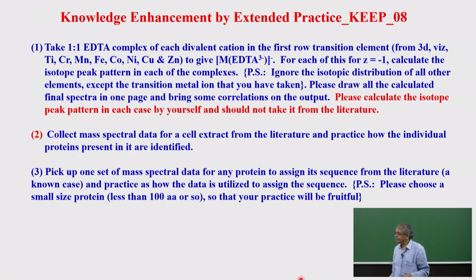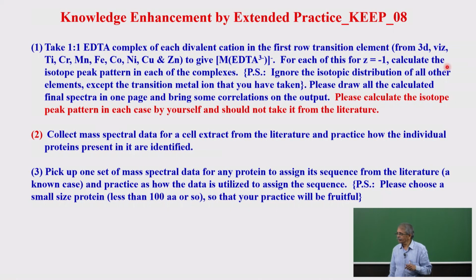Now, as usual, towards the end of each topic I give some practice sessions, and this is another practice session based on mass spectrometry. So, let us look at this. Take a 1:1 EDTA complex of divalent cations of the first row: titanium, vanadium, chromium, manganese, iron, cobalt, nickel, copper, zinc, all divalent. And for EDTA, you take the 3 minus. So, that becomes 1 minus, because the metal is 2 plus and the EDTA 3 minus, so the total is 1 minus.